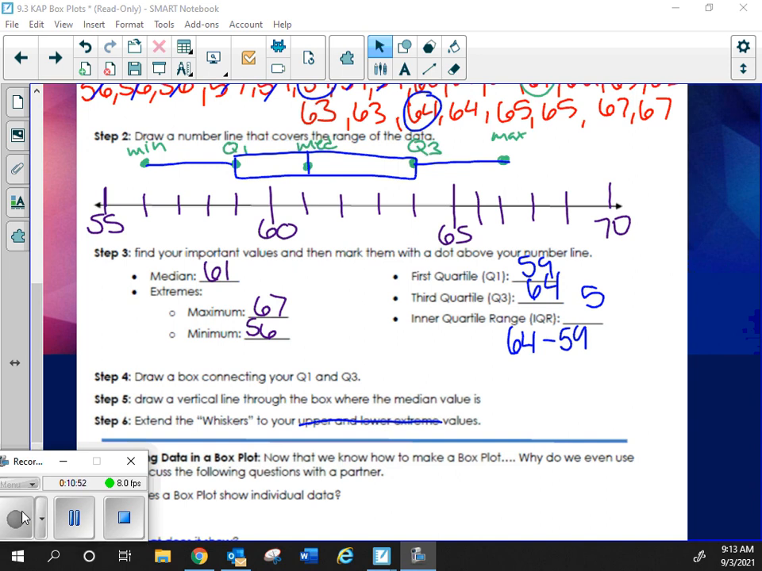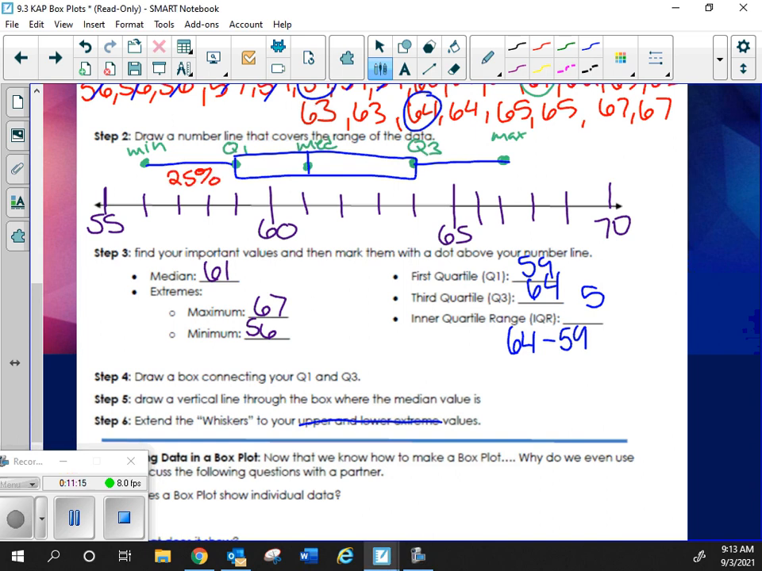All right, so when we were talking about quartiles and all that stuff, quartiles split my data into how many equal pieces? 4. Yes, quartiles split it into 4 parts. So what percent would each part be? 25%. The first quartile marks 25%. The median would mark 50, but between Q1 and the median, that would be another 25%. Y'all agree with that? This would be another 25%, and this would be another 25%.